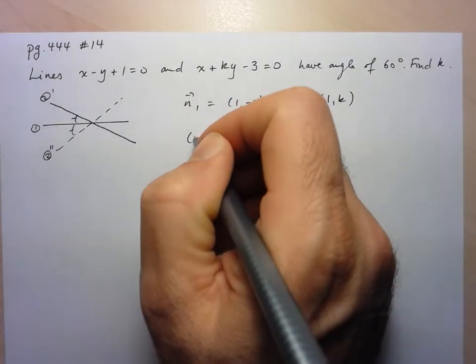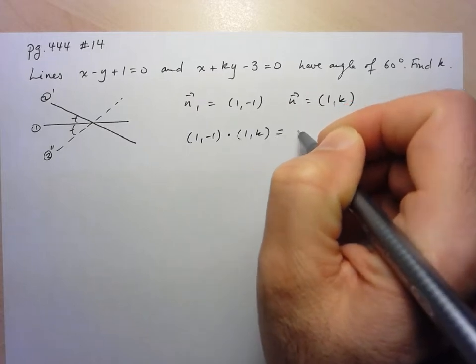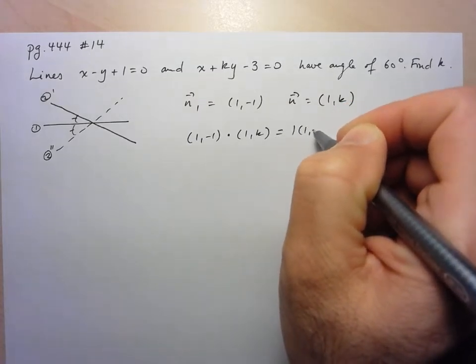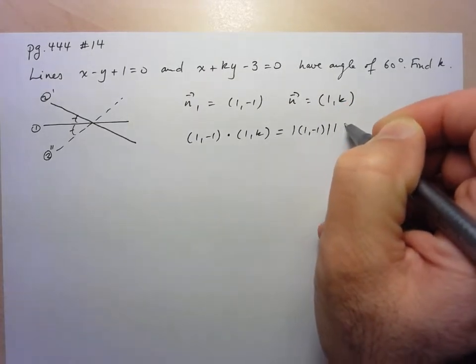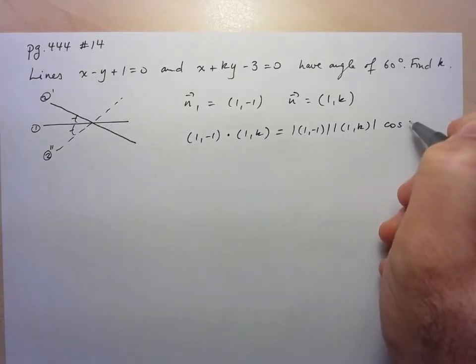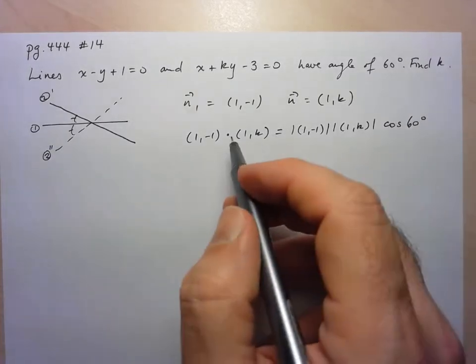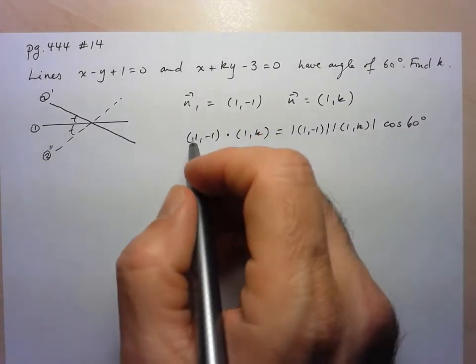So we have (1, -1) dot (1, k) is equal to the magnitude of the first vector times the magnitude of the second vector times the cosine of the angle between them, which in this case is 60 degrees. And the only thing left is k. So let's solve this, starting with the dot product.